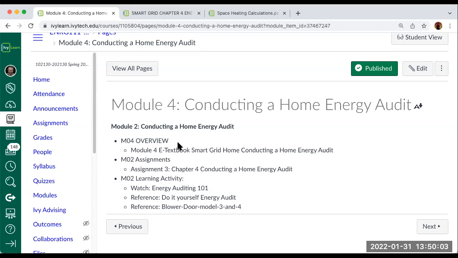Then you have, under your learning activity, a video that we'll watch on Energy Auditing 101. And I kind of feel like we want to watch that first. That'll get you thinking a little bit more about different things that you can be doing. Then you have a reference on do-it-yourself energy audit. This isn't a requirement for you to do, but it's a good reference worksheet if you want to get a little more into energy auditing.